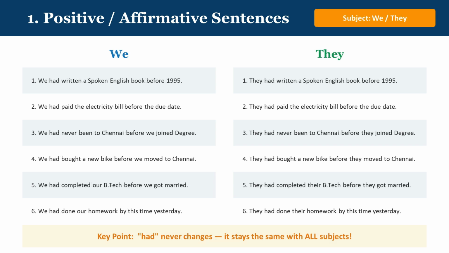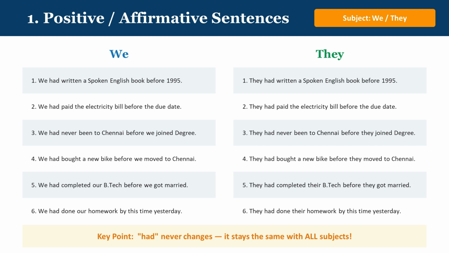Let us now look at the subjects, we and they. With we, number 1. We had written a spoken English book before 1995. Number 2. We had paid the electricity bill before the due date. Number 3. We had never been to Chennai before we joined degree. Number 4. We had bought a new bike before we moved to Chennai. Number 5. We had completed our B.Tech before we got married. Number 6. We had done our homework by this time yesterday.